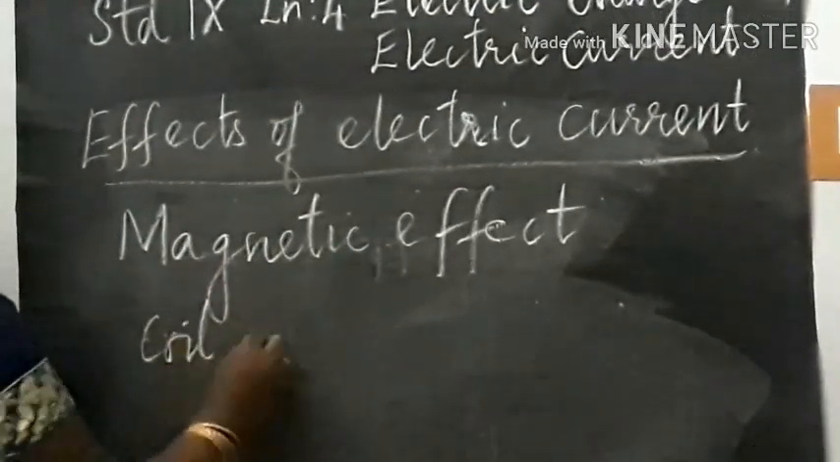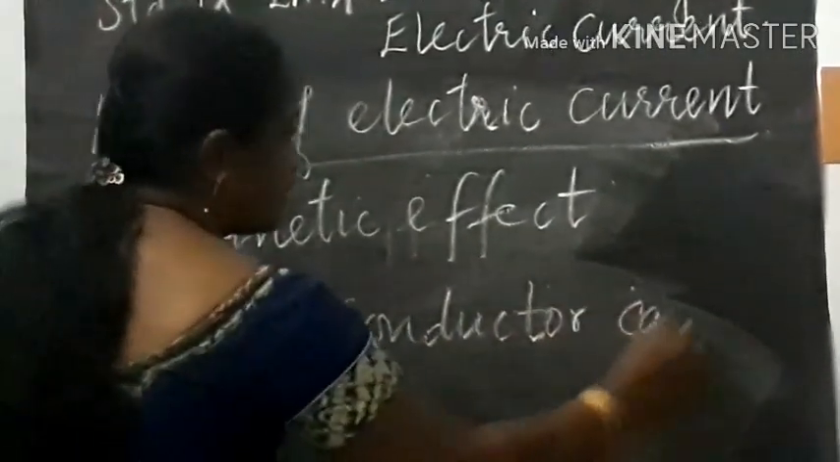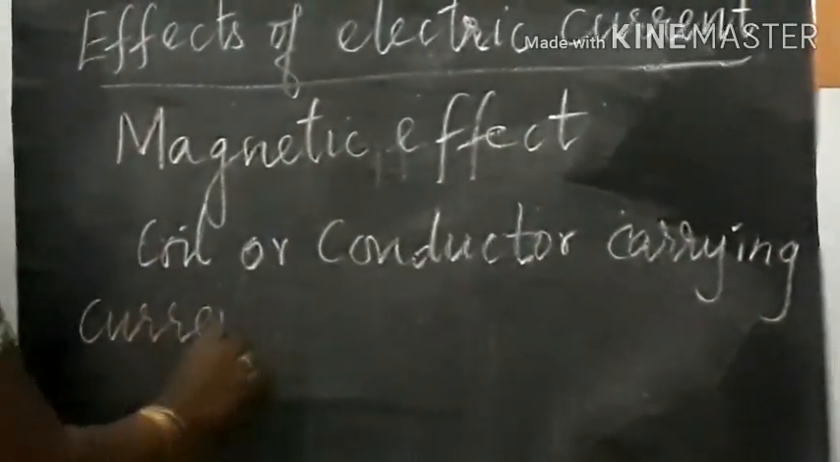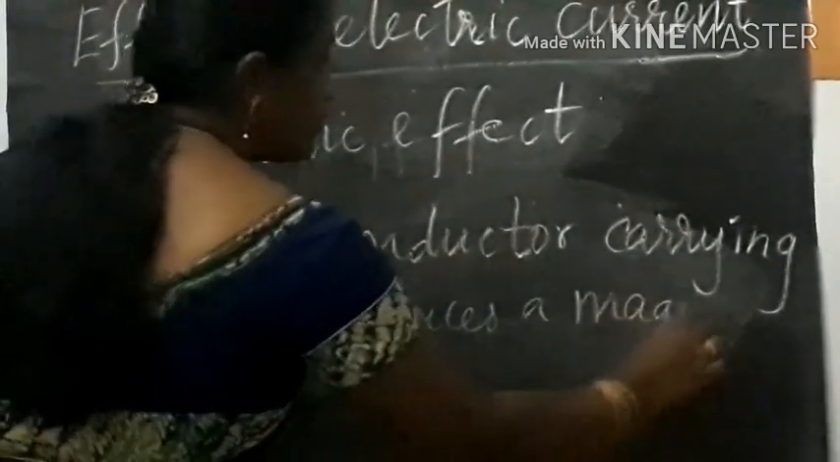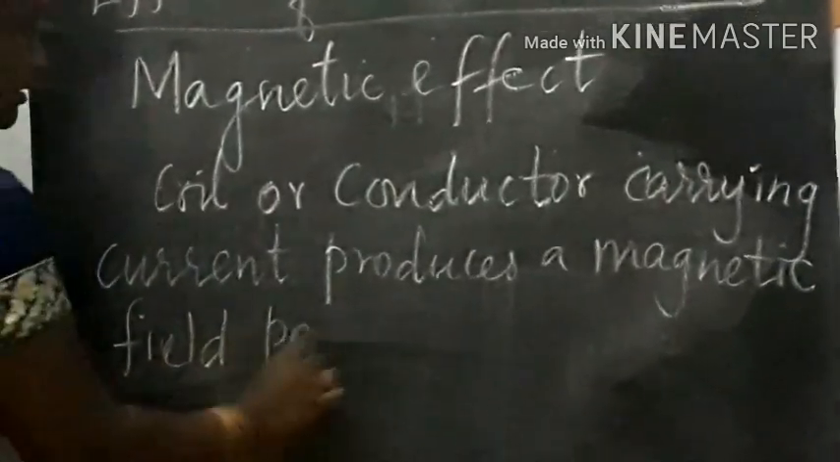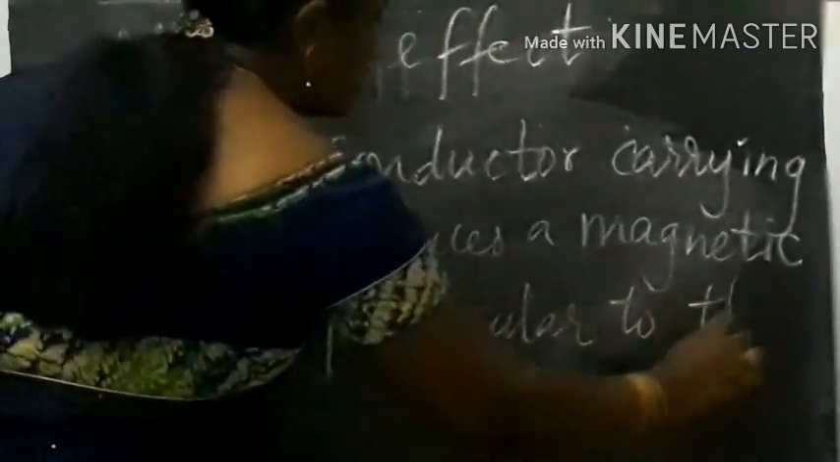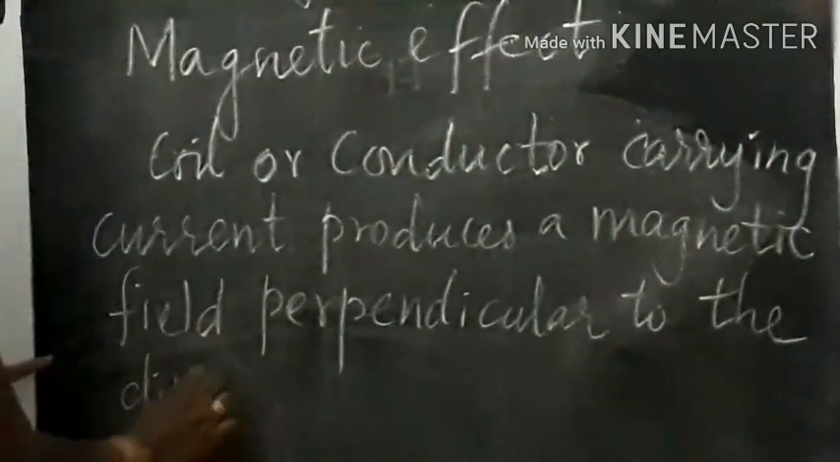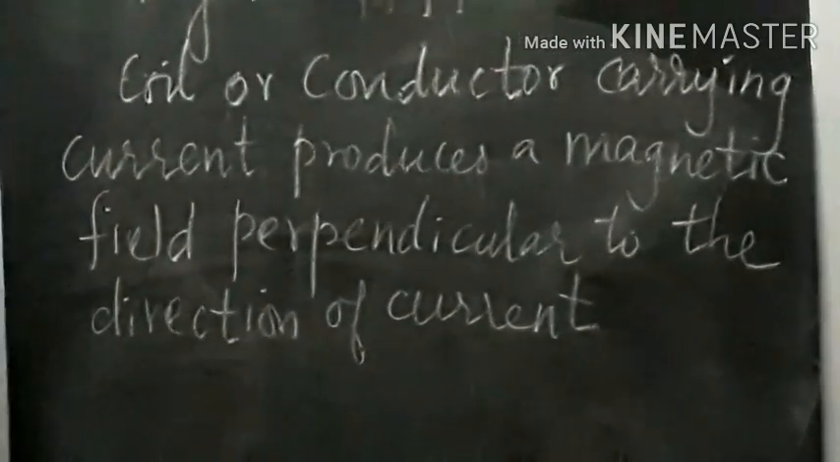A coil or a conductor carrying current produces a magnetic field perpendicular to the direction of current. So this is the magnetic effect of electric current.